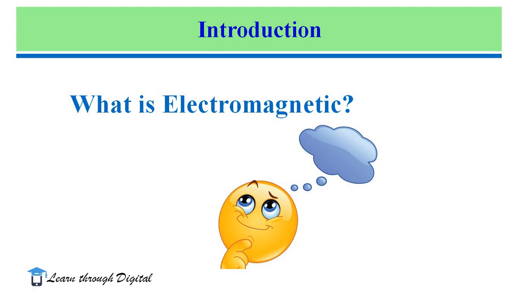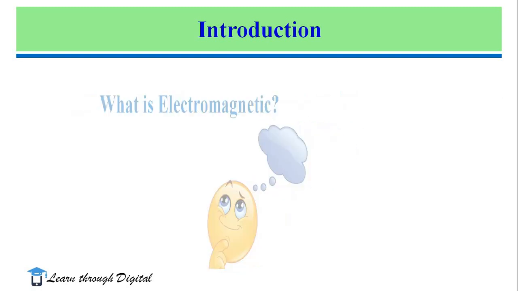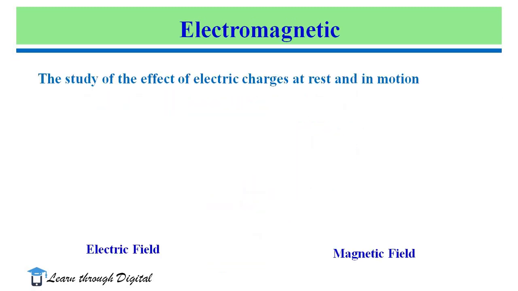Let's start the discussion with the definition of electromagnetics. What is electromagnetics? Electromagnetics is the study of electric charges at rest and in motion. This is nothing but we are going to discuss the electric field and magnetic field.